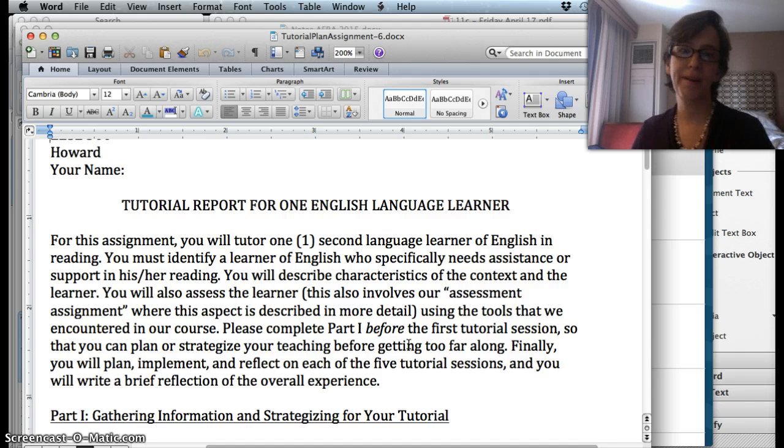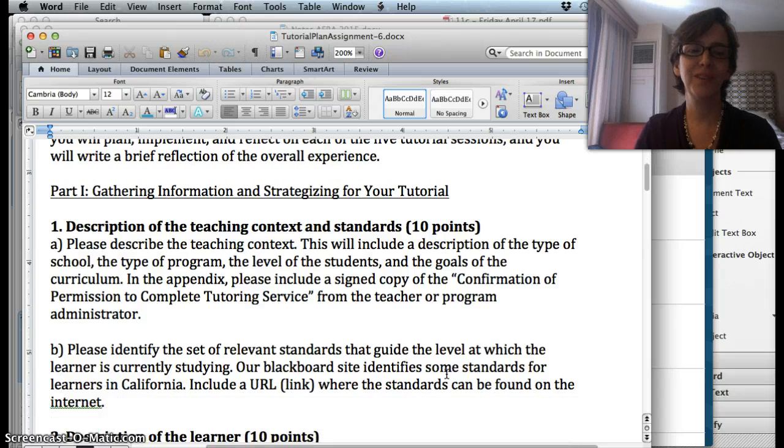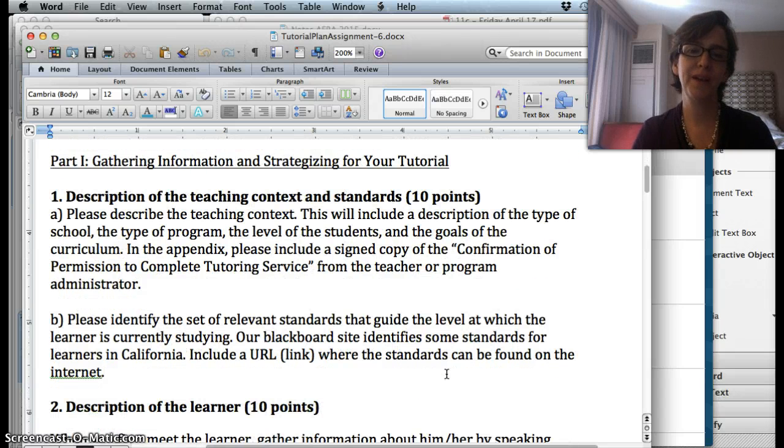So the very first part of the tutorial report you can already start filling out if you know who your tutee is. So the first part is just a description of the teaching context and standards. Now this just relates to what kind of learner is this? What kind of English learning situation is your learner currently engaged in? And what would be the standards associated with that?